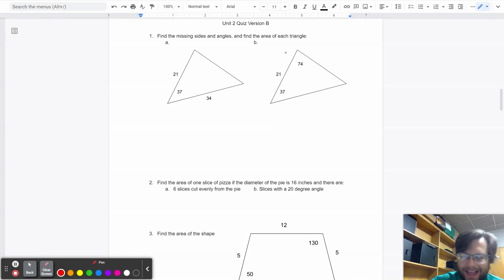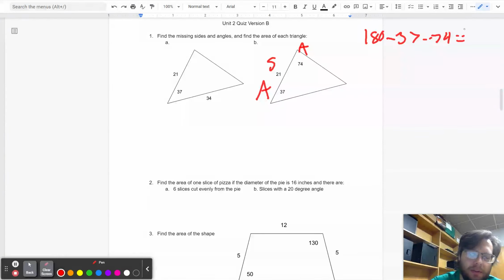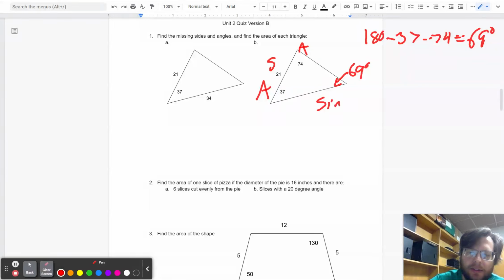On version B, I can't use law of cosines because I have angle, side, angle. Angle side angle is not going to help out with law of cosines at least. But when I know two angles, I could find the third angle by subtracting the known angles from 180, just like I did to finish the previous problem. And I get 69 degrees. So now I know that this angle here is 69 degrees, and I can set up law of sines.